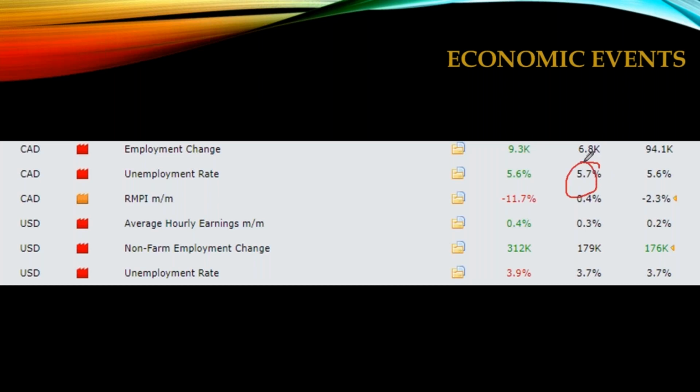The economists were expecting the unemployment rate to rise from 5.6% to 5.7%. Everyone was expecting bad news, but the actual figure came out as 5.6%, which is lower than their forecast, and a lower unemployment rate is always considered better. These two figures were among the reasons why the Canadian dollar was getting stronger.